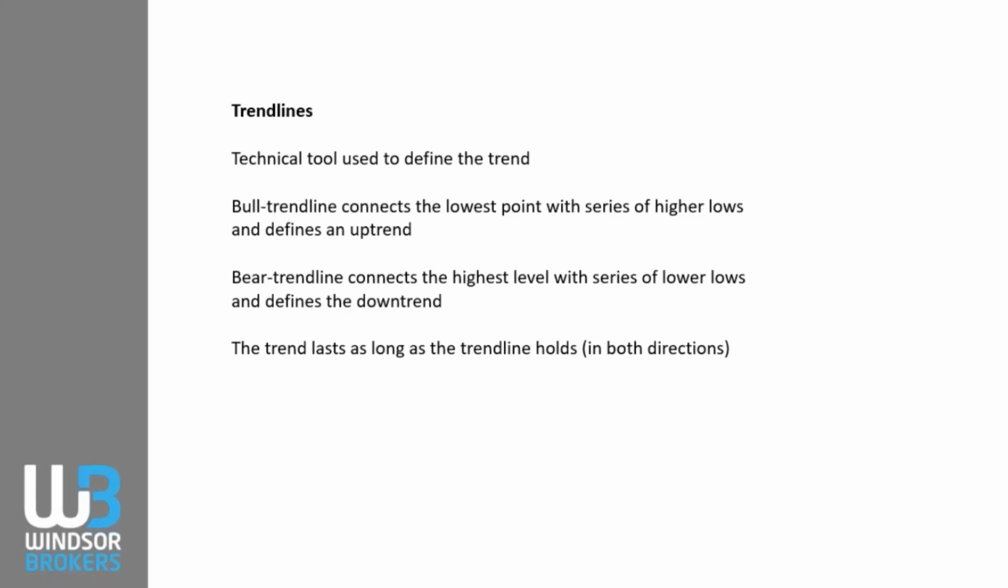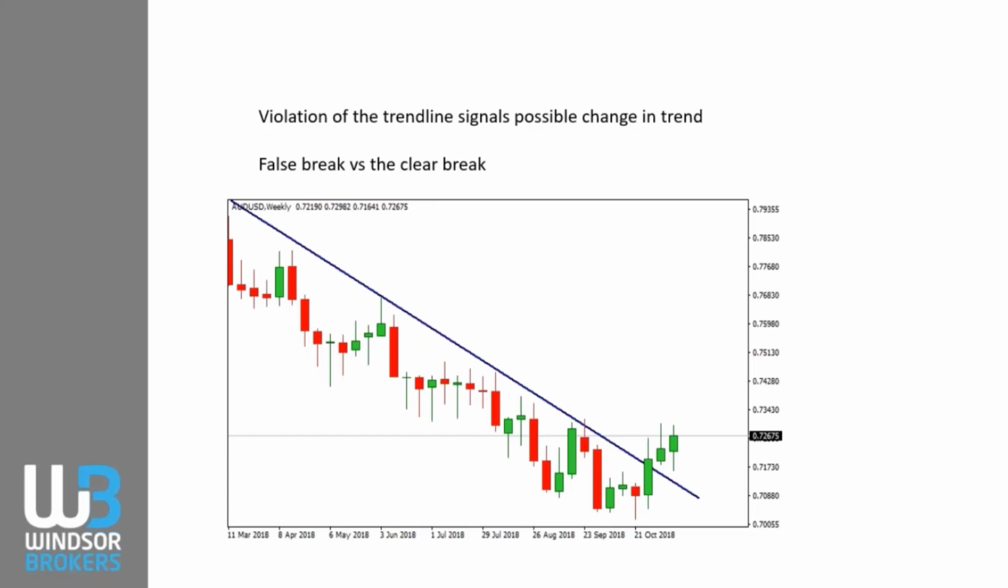The basic definition, the most simple one, is that a trend lasts as long as that trend line holds. Of course, in both directions. This is the sample we showed minutes ago with the crude oil. So the trend line is still far away and still keeping the existing downtrend valid.